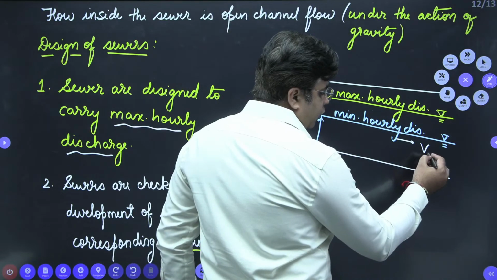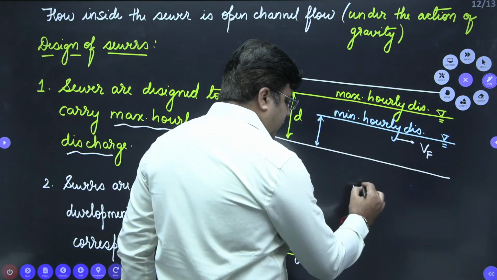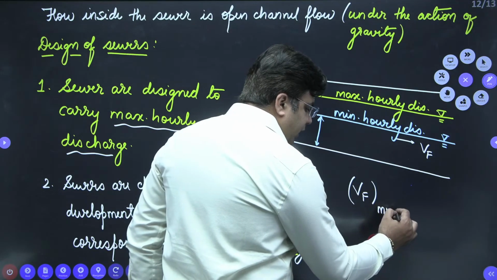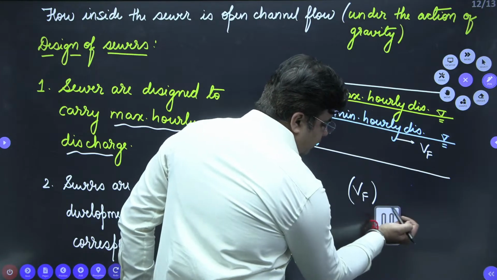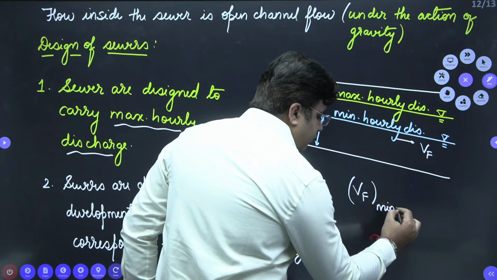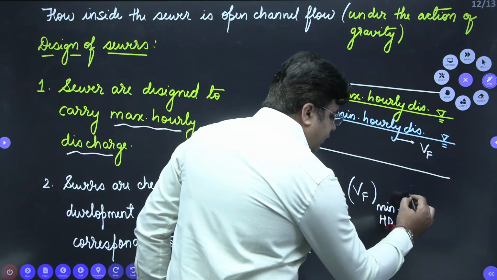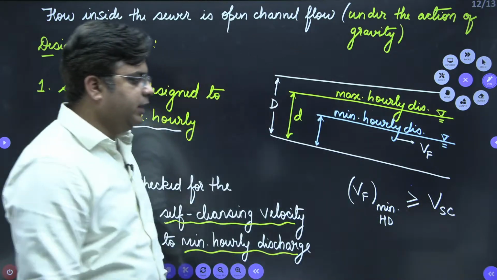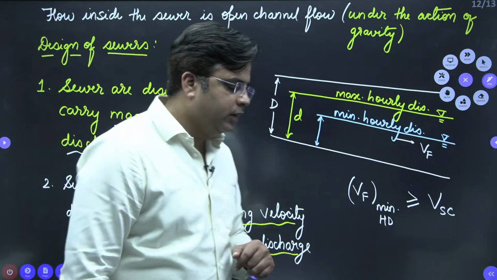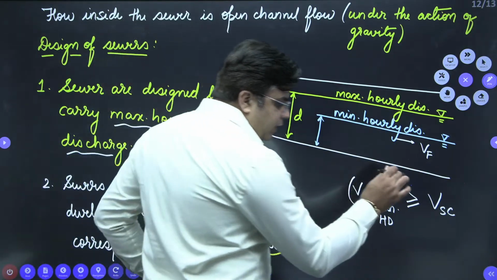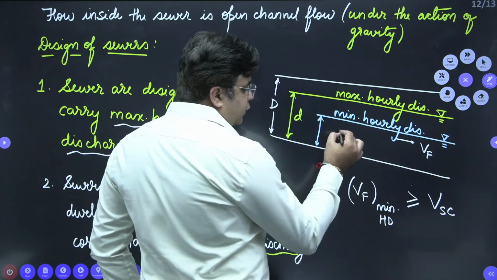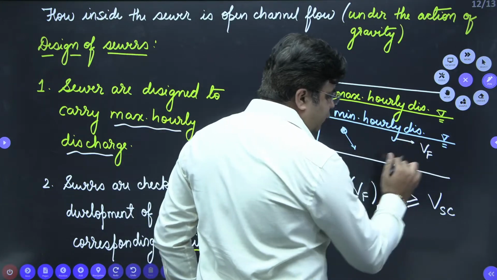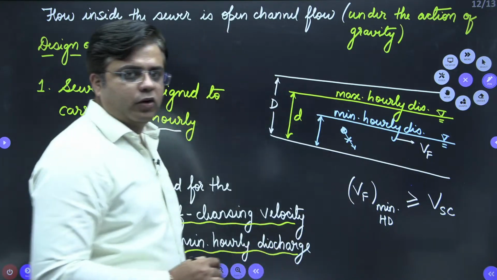The velocity of flow corresponding to minimum hourly discharge should be greater than or equal to the self-cleansing velocity, VSC. Now what is this self-cleansing velocity? My dear students, self-cleansing velocity is that velocity which will not allow the solids to settle while this wastewater is flowing inside the sewer. Okay.